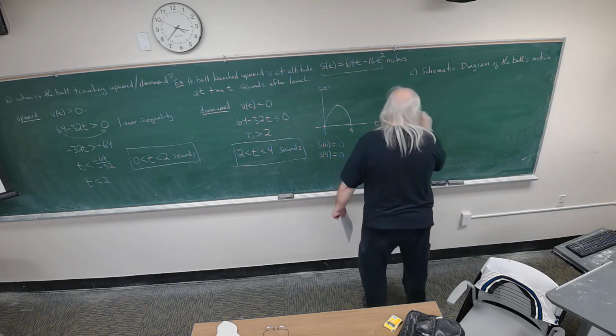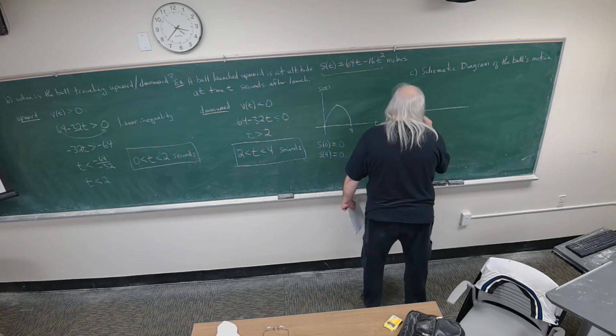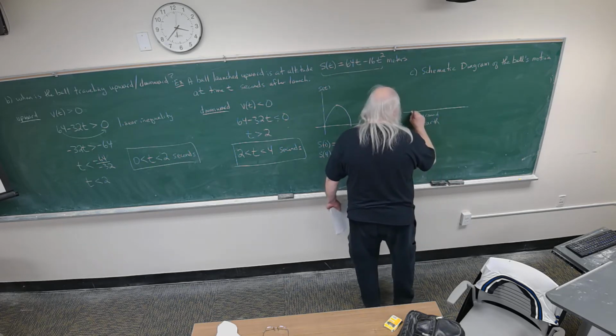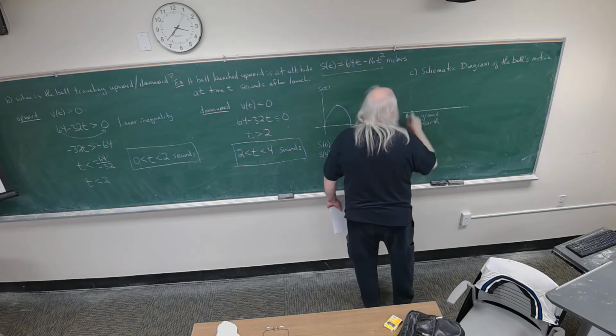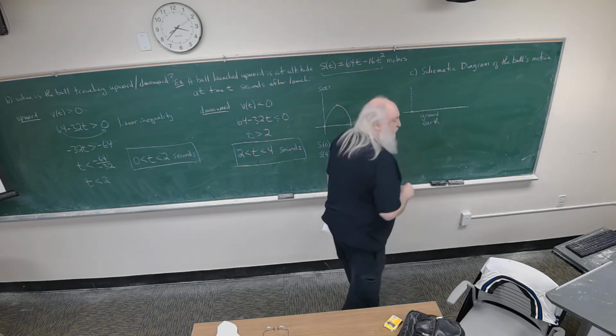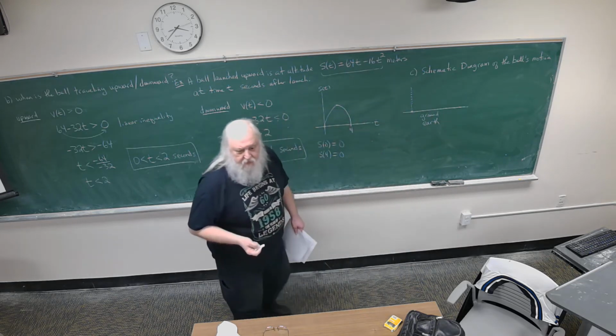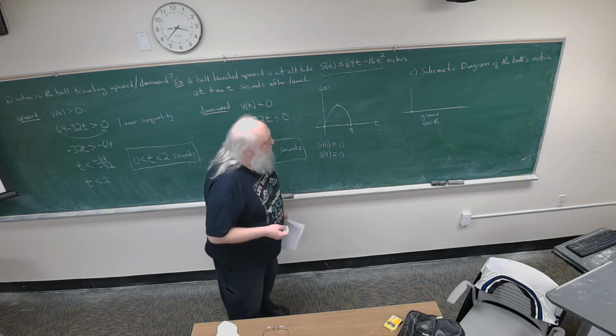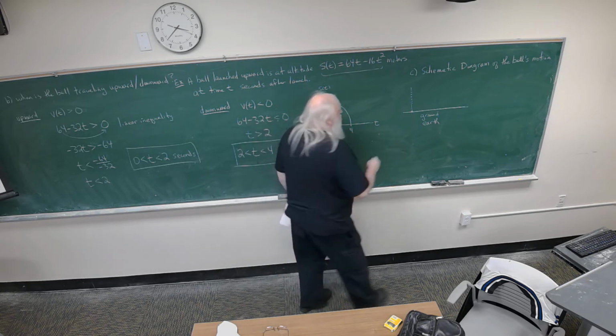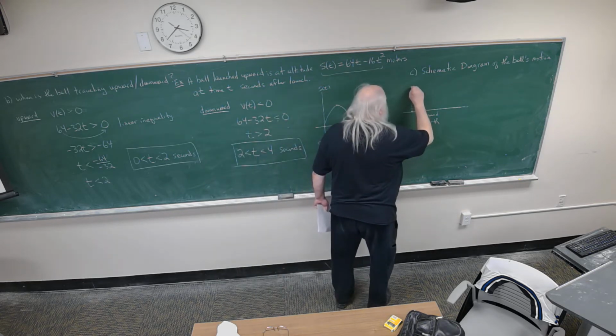Okay. So here's the surface of the earth. I can either write ground or earth. Okay. And so the ball gets launched up in the air. It stops for a moment. And then it comes directly back down. That's the flight path of the ball, right? Schematic diagram of the ball's motion, okay? And here's its maximum height.